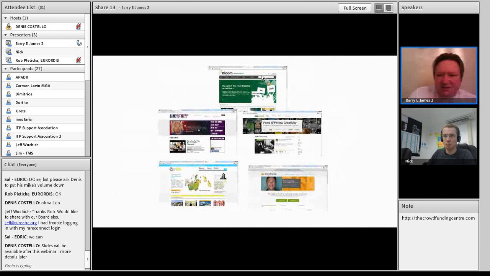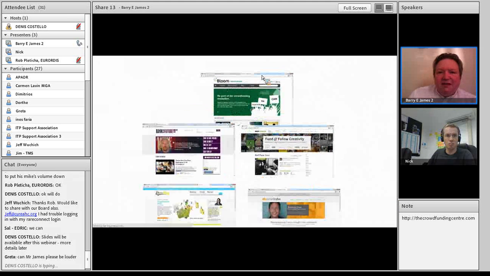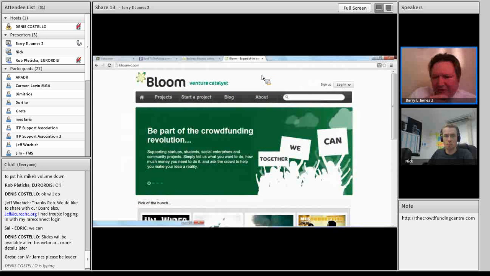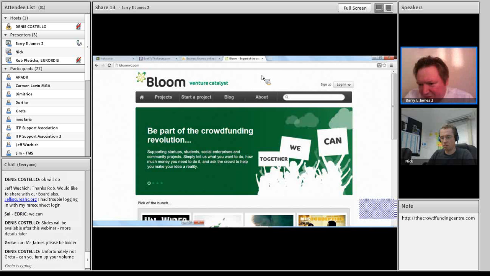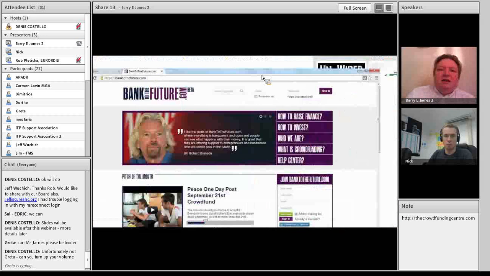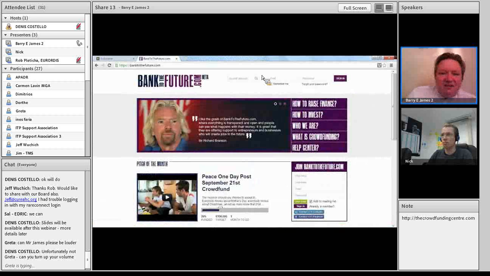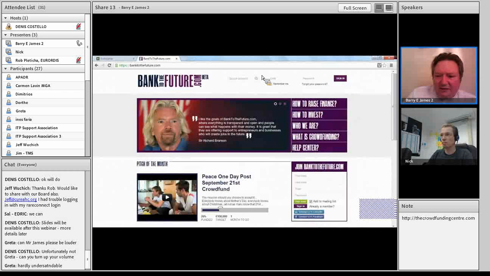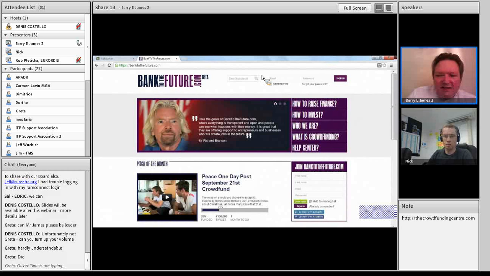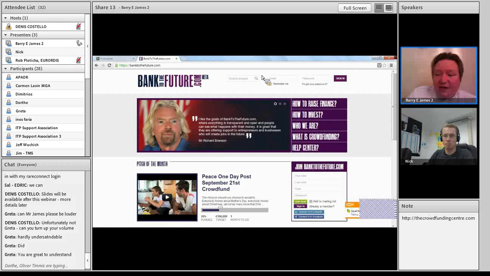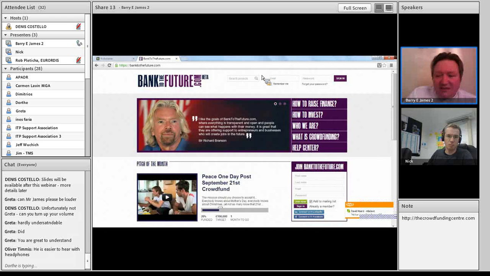Okay, these are just a few of the platforms that are out there, just to give you a rough idea. Bloom VC is based in Scotland, a very good platform. It's rewards-based crowdfunding. They're one amongst many, but they're good and supportive. Banks of the Future are based in London. They're doing some really interesting new things. They mix it up. They do all three in fact, but they do more work on the equity side than they do on the others.